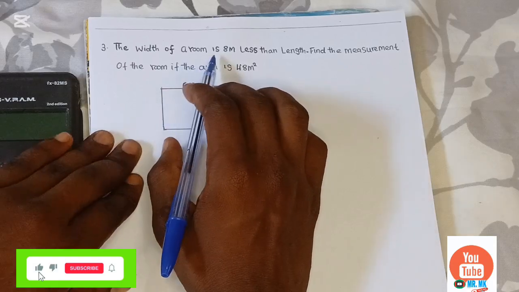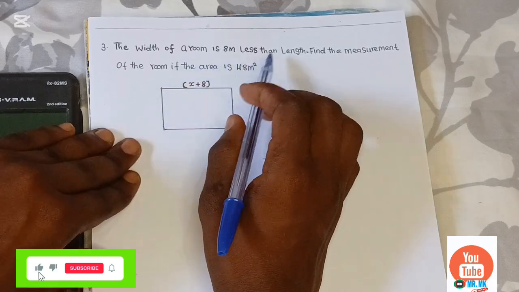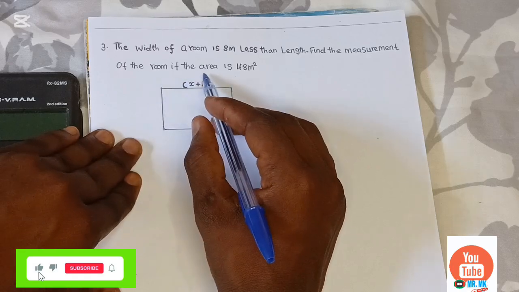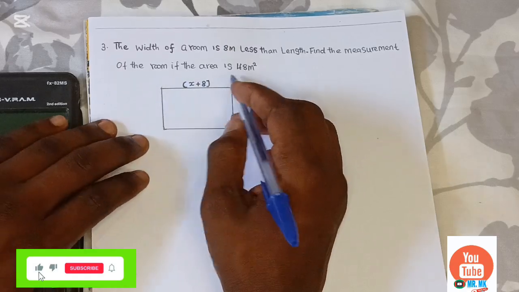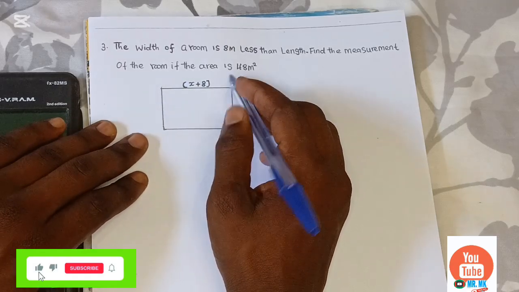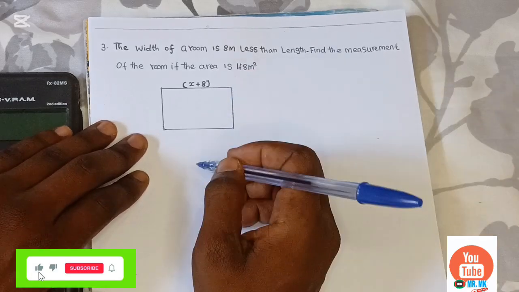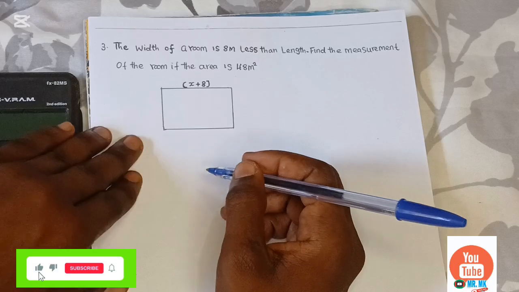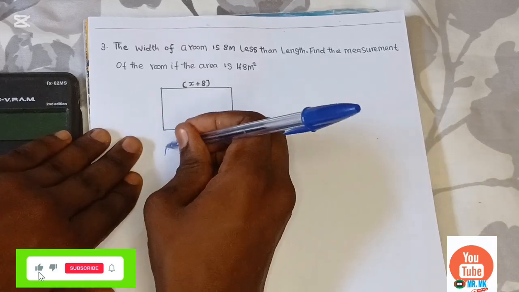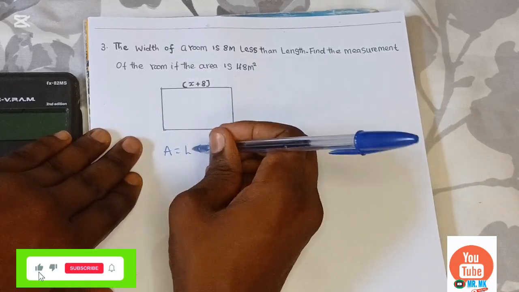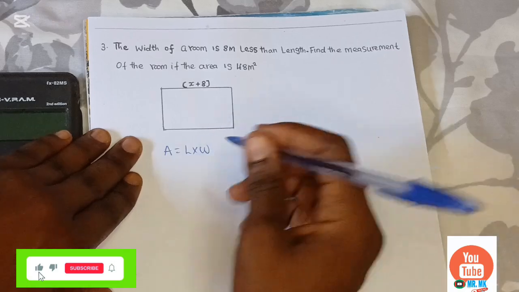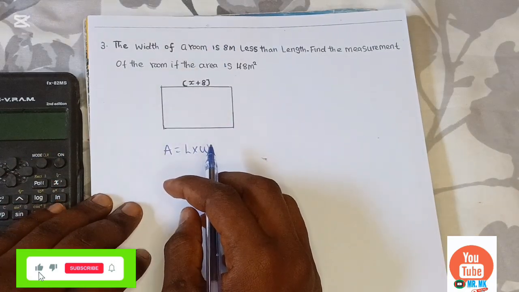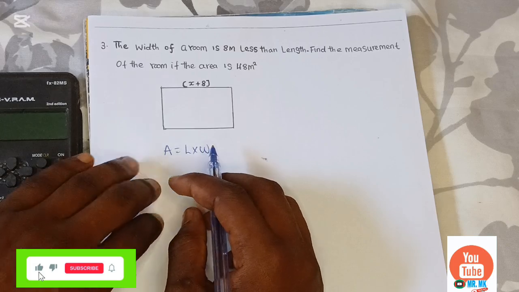The width of the room is 8 meters less than the length. Find the measurement of the room if the area is 48 meters squared. Remember, how do you get the area of a rectangle? Area of a rectangle is length times width. That is the formula for getting the area of a rectangle.